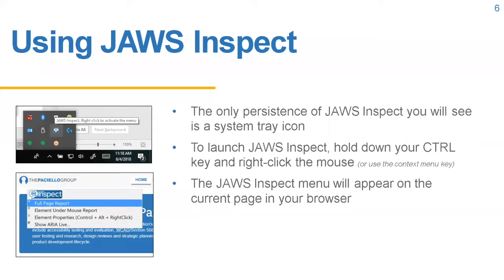JAWS Inspect is very easy to use. It's going to sit in our system tray when we're not using it. It's also browser agnostic, which means it will work with Edge, the latest version of Edge, I should say, Chrome, Firefox, and the dreaded Internet Explorer 11. We still support it. I do not advise doing manual accessibility tests with IE 11 unless it can't be helped. And there are fewer and fewer times when you want to use that.